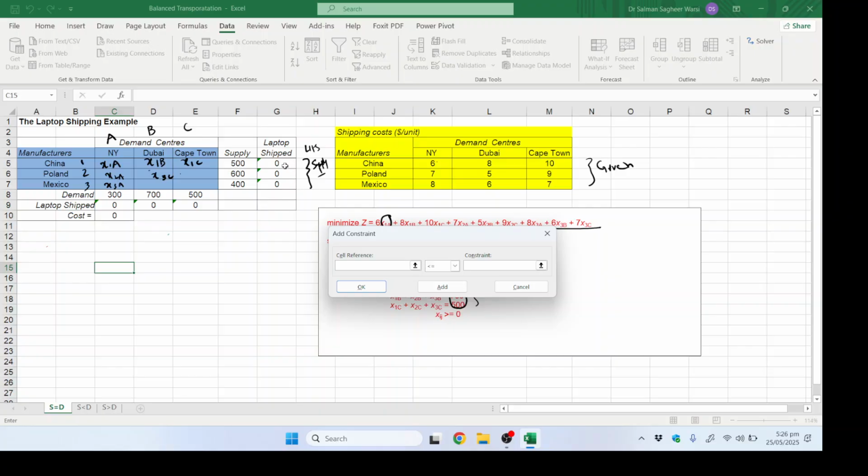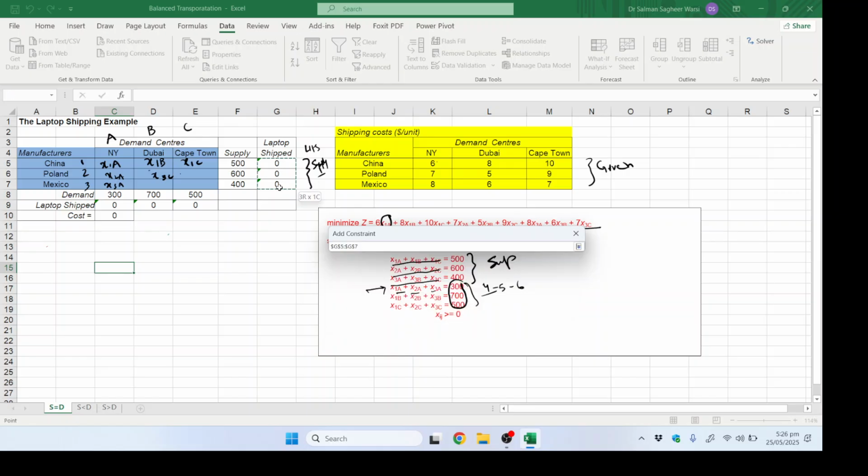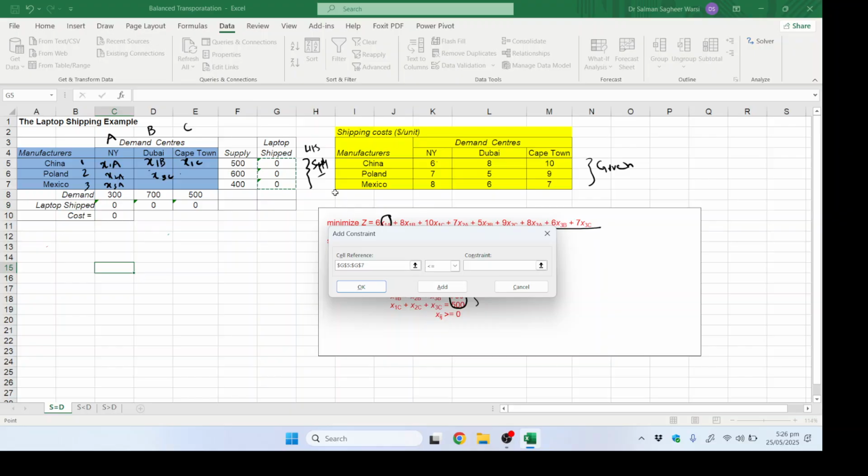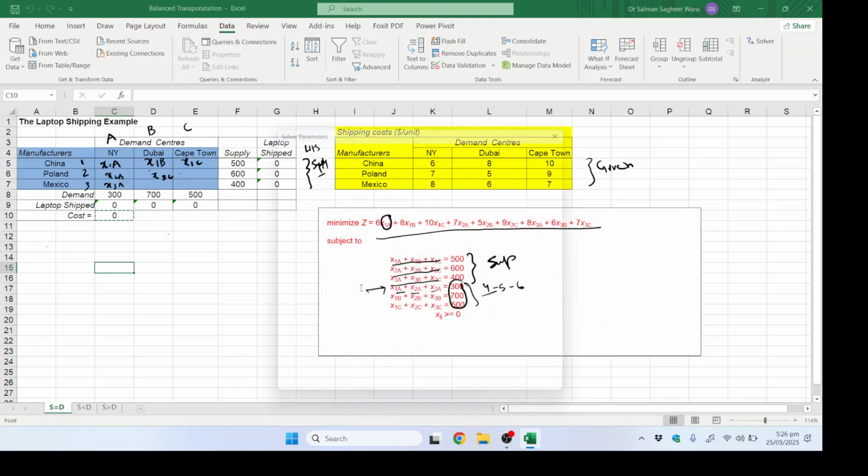All these three constraints are the supply constraints. We will select these three cells on the left hand side of the three constraints, and they are equal to the values on the right hand side. These are the values of the right hand side. So we have added the supply constraint.